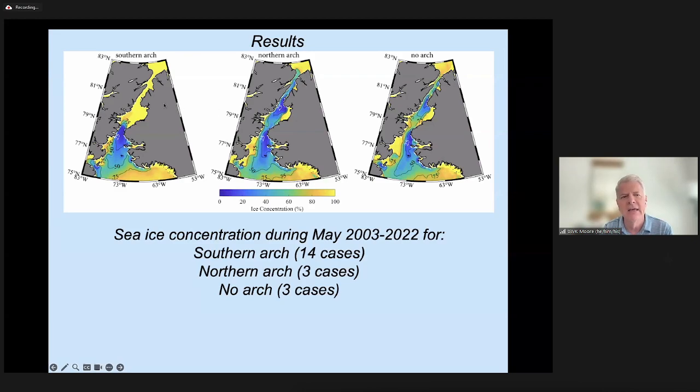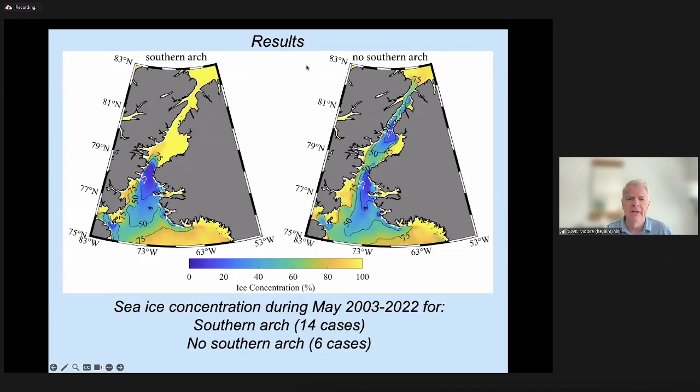So going forward, I'm going to collapse these 3 categories into 2 categories: either the presence of a southern arch or no southern arch. The no southern arch case will combine these 2 cases together. These are the composites that you get here. This is the same as I showed before, the southern arch composite. This is the no southern arch composite.